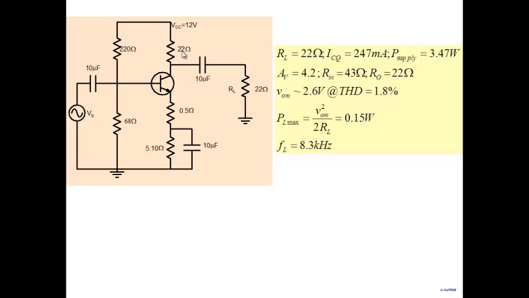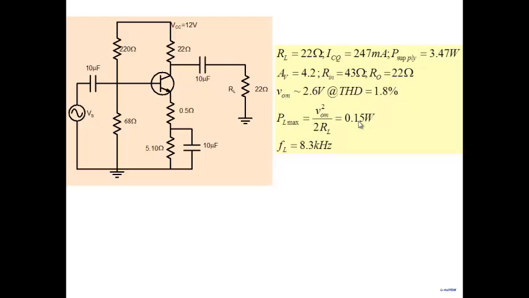Note, when you connect 22 ohms here, and all the resistances are so small, you're using very high ICQ, very large collector current. Very, very large collector current, because the resistances are small, the voltages are the same for the swing consideration, and therefore the currents become very large. Look at the power here, 3.47 watt of power, and power delivered to the load is 0.15 watt here.